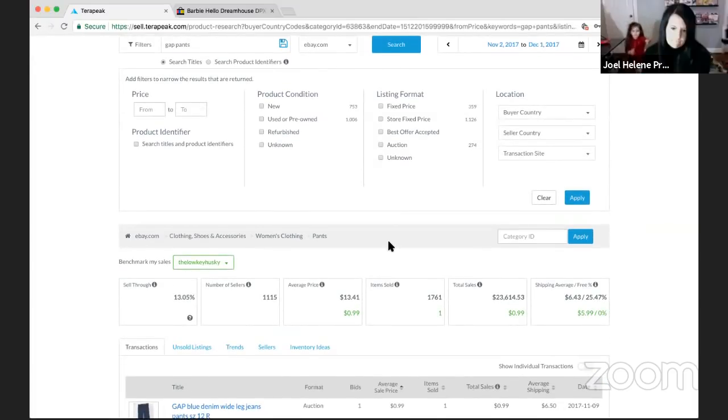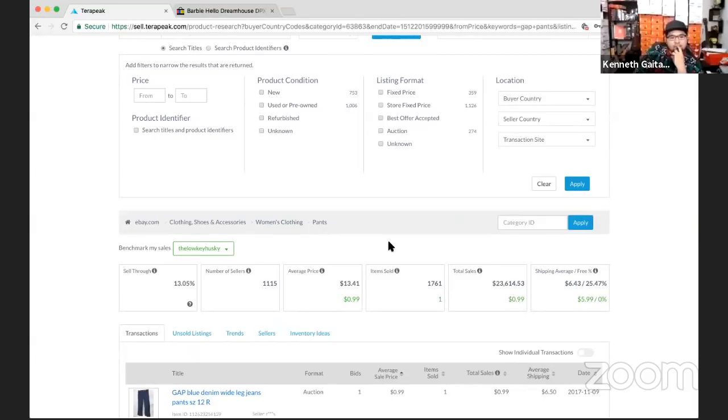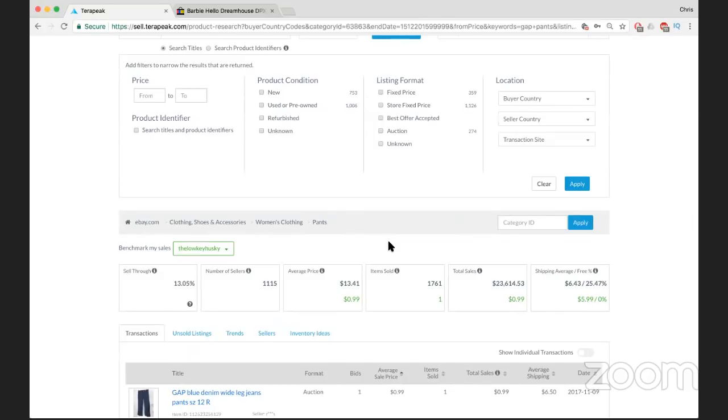See, there you go, 23,000 sales. That's still so low. You would never pick up a pair of Gap anything. Look at the number of sellers, too. It's a lot. Average sale price, $13.41. So you're right about that $12.95 shipped. $12 shipped is sort of the market for used clothing.